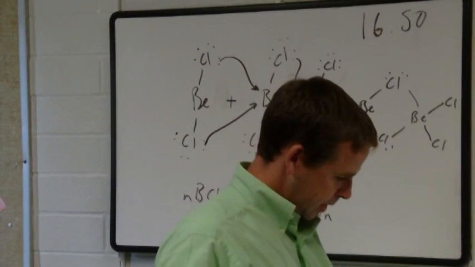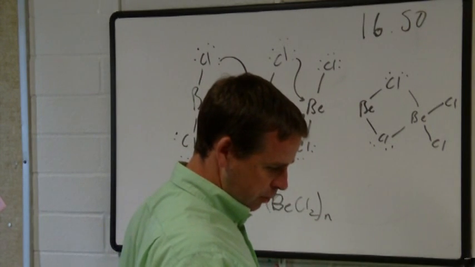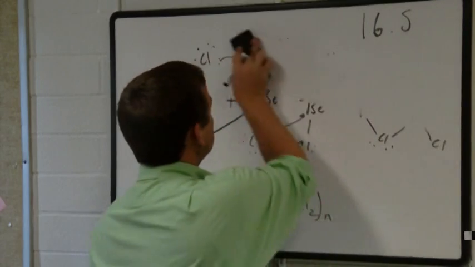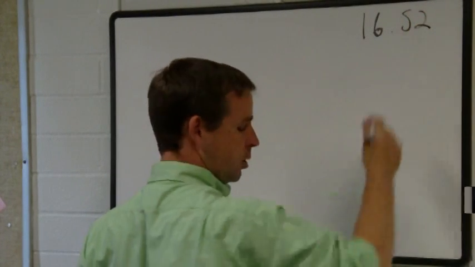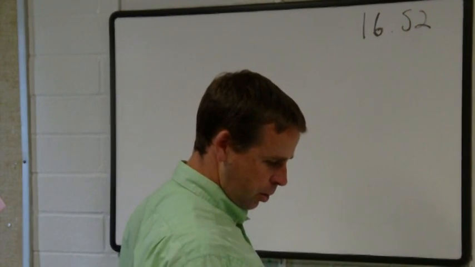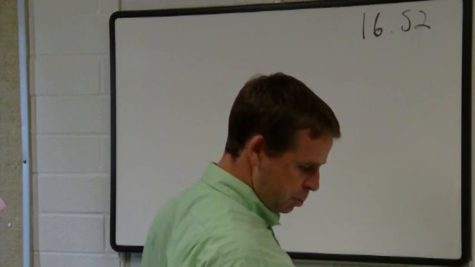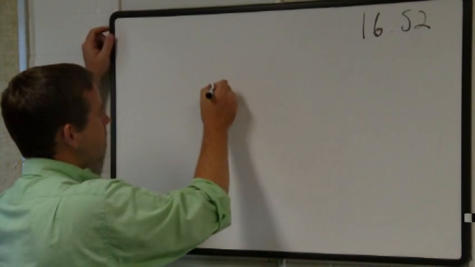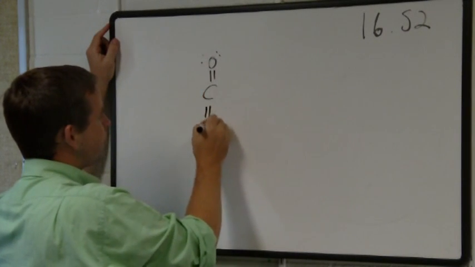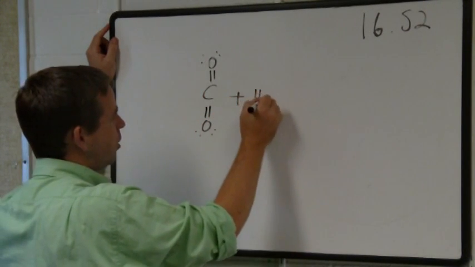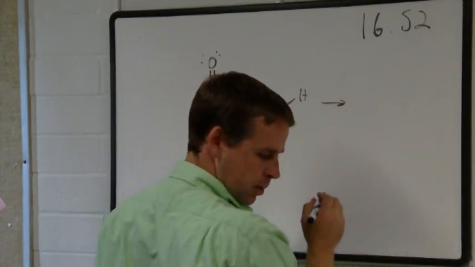Alright, 1652, use the Lewis structure to diagram the reaction between carbon dioxide and water to form carbonic acid. Identify the Lewis acid and the Lewis base in this reaction. So here's carbon dioxide. Now we need to use the Lewis structure. And it's interacting with water. And the product is H2CO3.